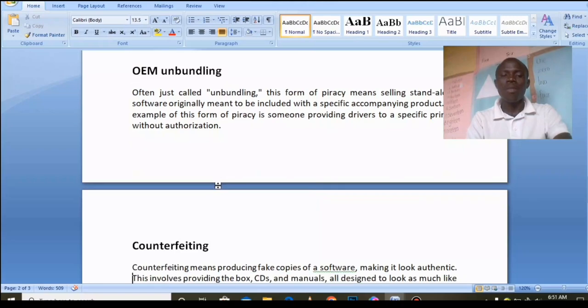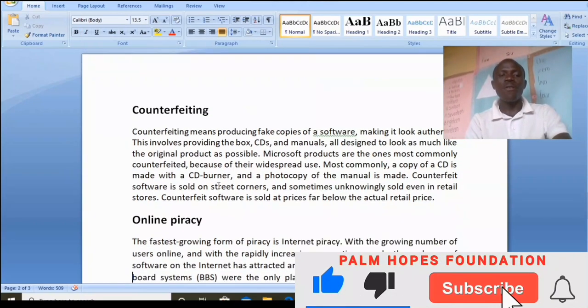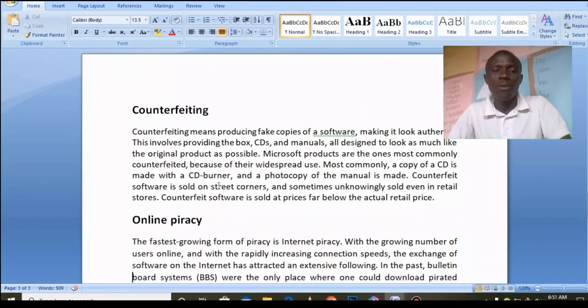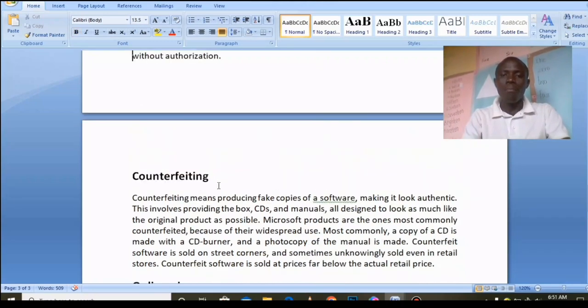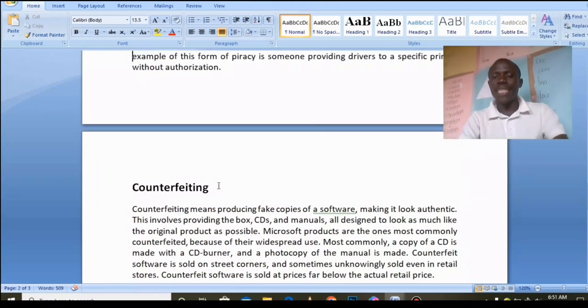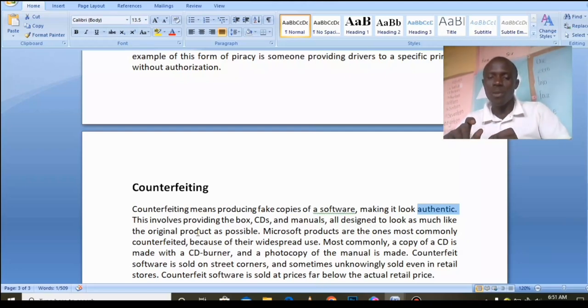So let's continue. We are having another form of software piracy called counterfeiting. Counterfeiting means producing fake copies of a software, making it look authentic. This involves providing the box, CDs, and manuals, all designed to look as much like the original product as possible. Microsoft products are the ones most commonly counterfeited because of their widespread use.